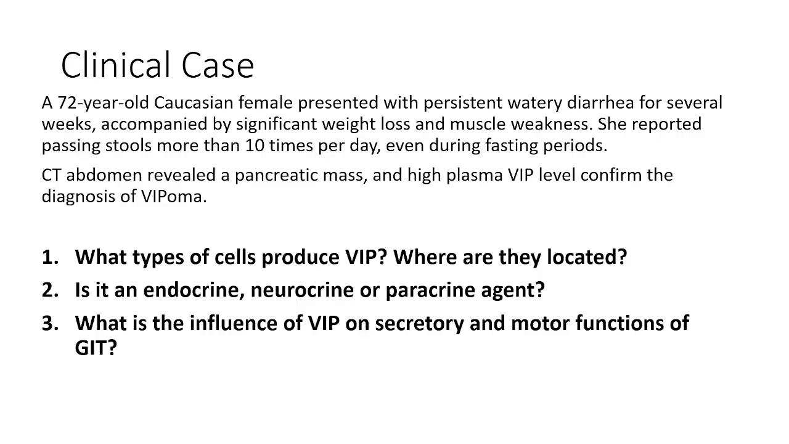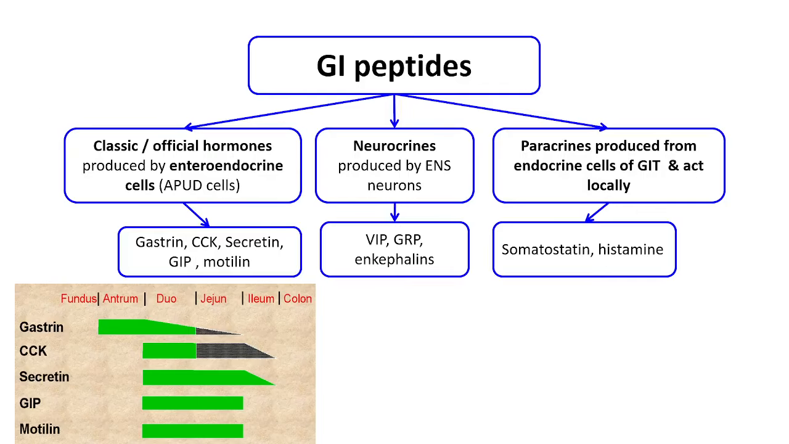VIP-oma. So every time you see the suffix oma, it means what? Tumor. We'll be talking about gastrinoma, the tumor that produces gastrin. Now we are talking about VIP-oma. So we will look at what cells produce VIP, where they are located, and whether it is an endocrine, neurocrine, or paracrine agent, and what influence it has on secretory and motor functions.